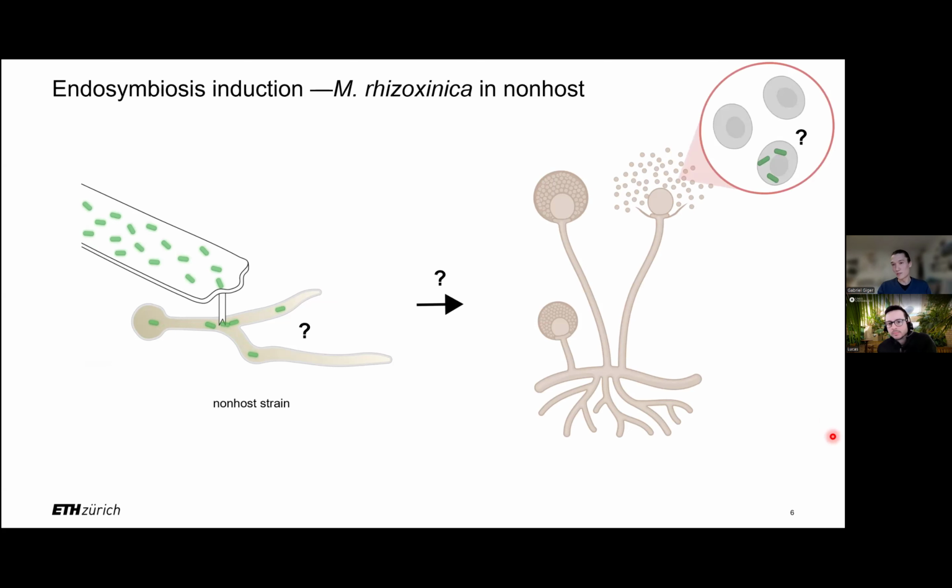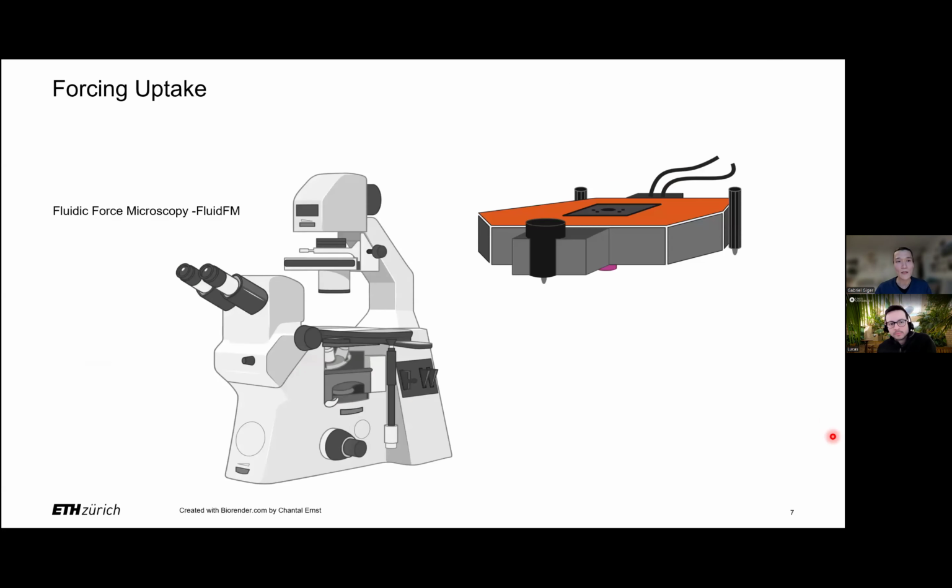Especially the spore stage is quite tricky to navigate for an endosymbiont. Here everyone is aware of endosymbiosis, but forcing this uptake is quite challenging, and it was quite new for us to be able to do this.